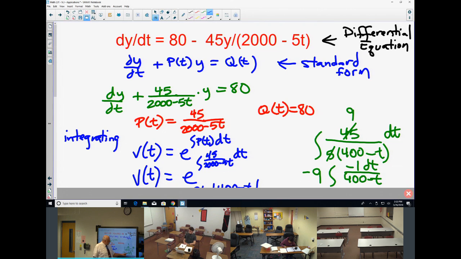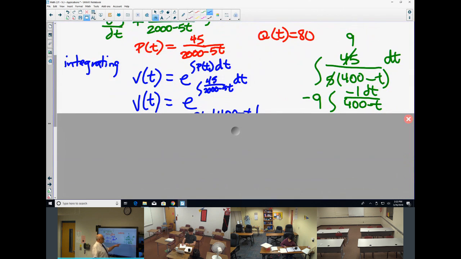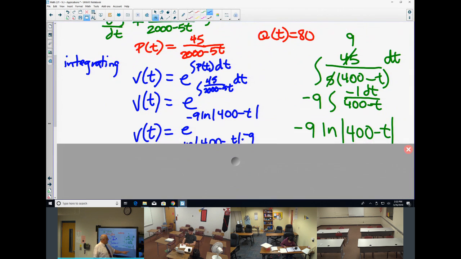Well, see, the derivative of 400 minus t is negative 1 dt. So this integral is going to be the natural log of the absolute value of 400 minus t. But for the derivative of it, I needed that negative 1 up there. So that's why I brought out the negative 9. Okay? So I put that here.